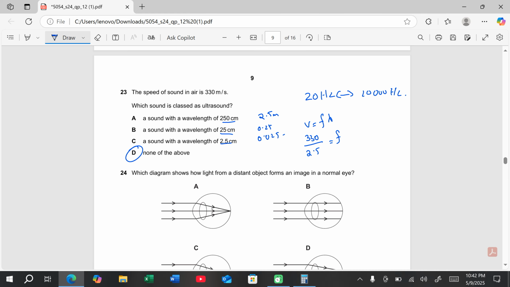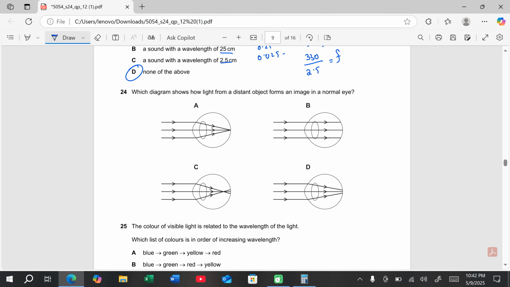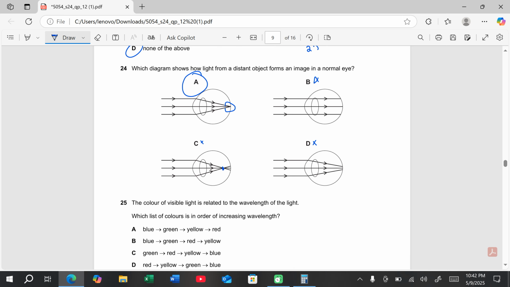Which diagram shows light from a distant object forming an image on a normal eye? So in a normal eye, it has to be always converging on the retina. This is not showing any convergence. This is showing an incorrect eye. This guy has a problem, so it has to be rectified. And this also is a problematic eye. One of them is long-sighted, the other one is short-sighted.